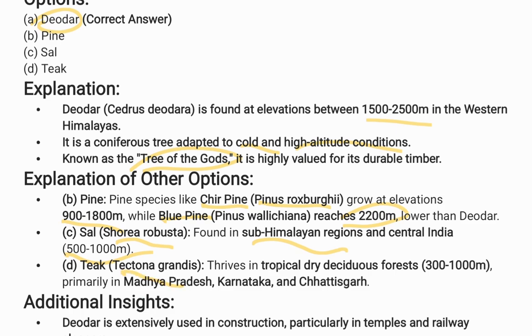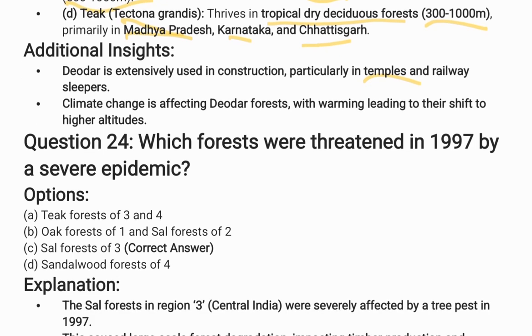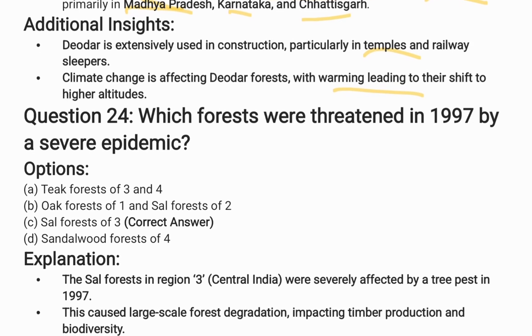Teak, Tectona grandis, thrives in tropical dry deciduous forest, 300 to 1000 meters, primarily in Madhya Pradesh, Karnataka and Chhattisgarh. Deodar is extensively used in construction, particularly in temples and railway sleepers. Climate change is affecting Deodar forest, and warming is leading them to shift to higher altitude.